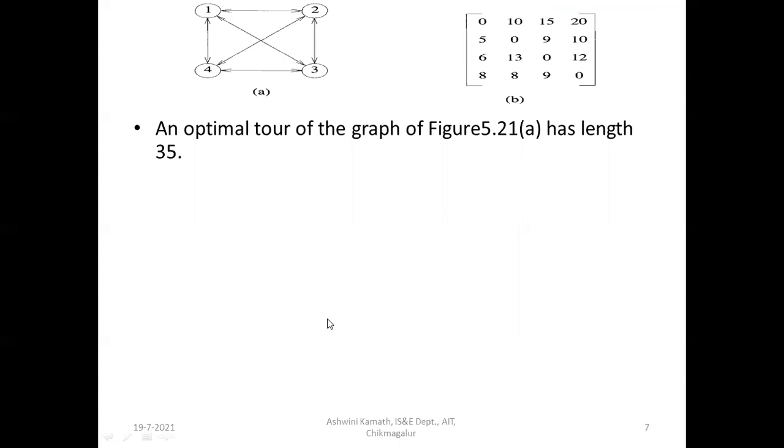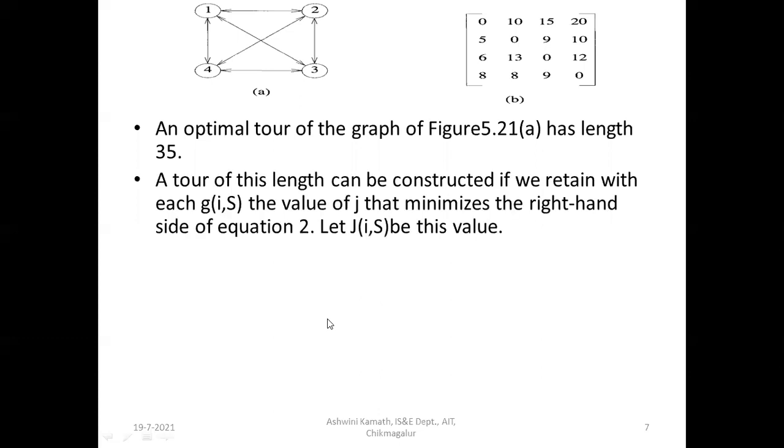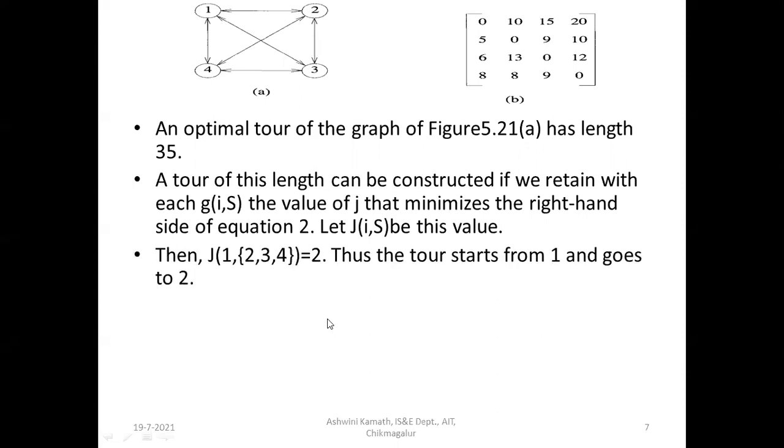So an optimal tour of the graph of figure 5.21a has length 35. A tour of this length can be constructed if we retain with each G of i, S the value J that minimizes the right hand side of equation 2. So from the end, J of 1, 2, 3, 4 is equal to 2. From the second value, 1 to 2, we have got the minimum value. We have seen in the last equation, right? So it will be equal to 2.